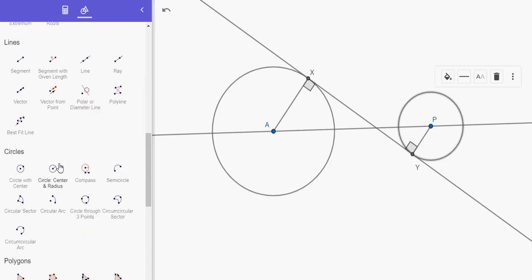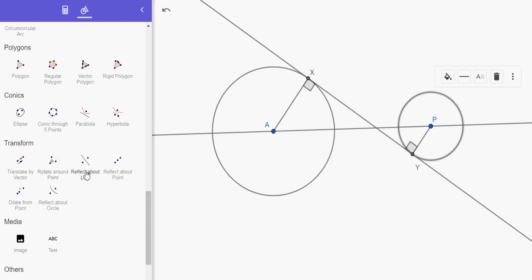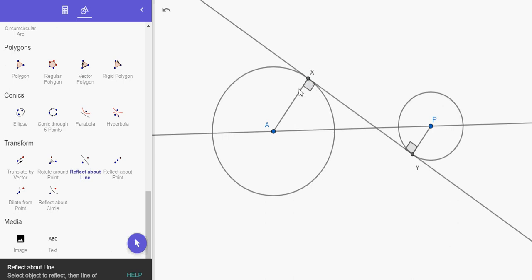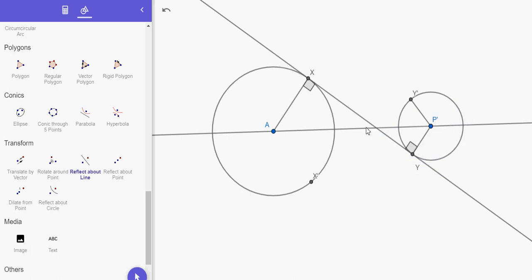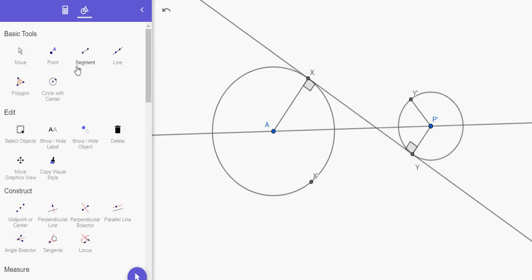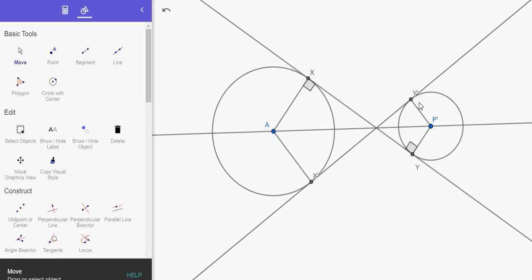We can reflect all of these objects over the line. And then we can construct this line through them. And not only is this a common internal tangent, but this whole diagram is symmetric. This is a right angle. These triangles are congruent, and so on. So there's a lot of power in these common tangents, whether they're internal or external.